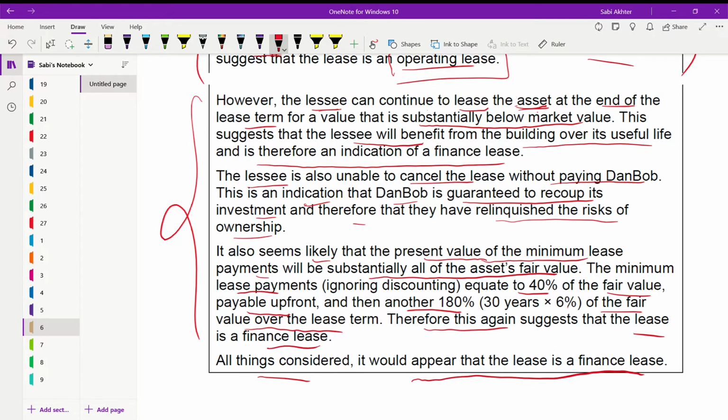So, whenever you are confused whether it is operating or finance, when it looks like it's both, see under which one you have more points to justify. If you have 1 point to say it's an operating lease versus 4 points to say it's a finance lease, you have to conclude that it's a finance lease. All things considered, this is a finance lease.